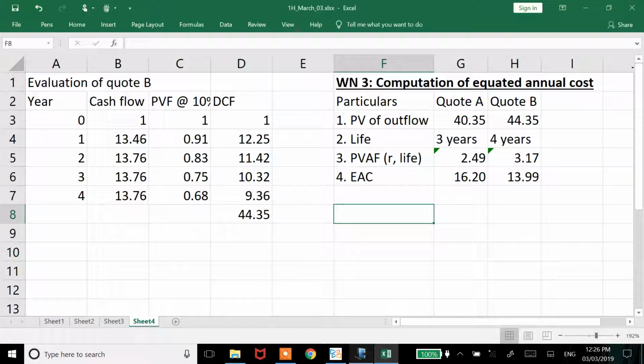You can write a conclusion. The company should go ahead with quote B as it has lower equated annual cost.